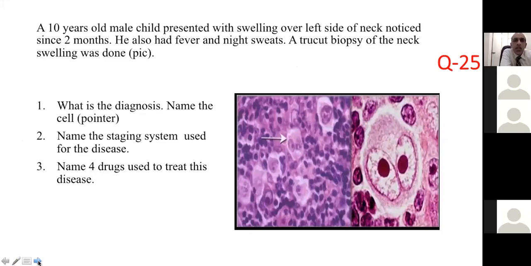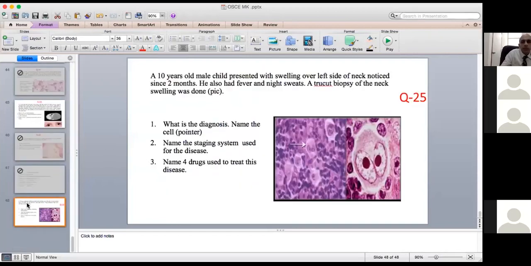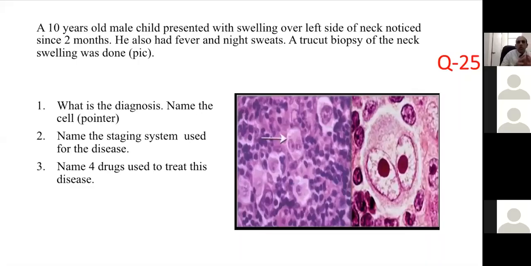So the last question is a 10-year-old male child presenting with swelling over the left side of the neck since 2 months. Fever, night sweats. A true-cut biopsy of the neck was done. And these are what cells and what is the diagnosis. So they are Reed-Sternberg cells, the owl eye-like appearance. And the diagnosis is Hodgkin lymphoma.